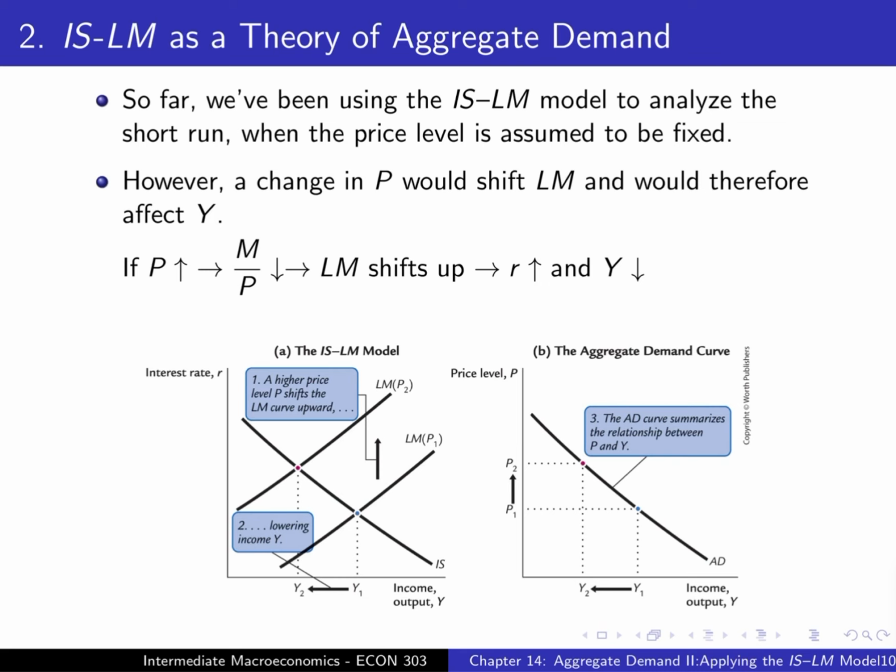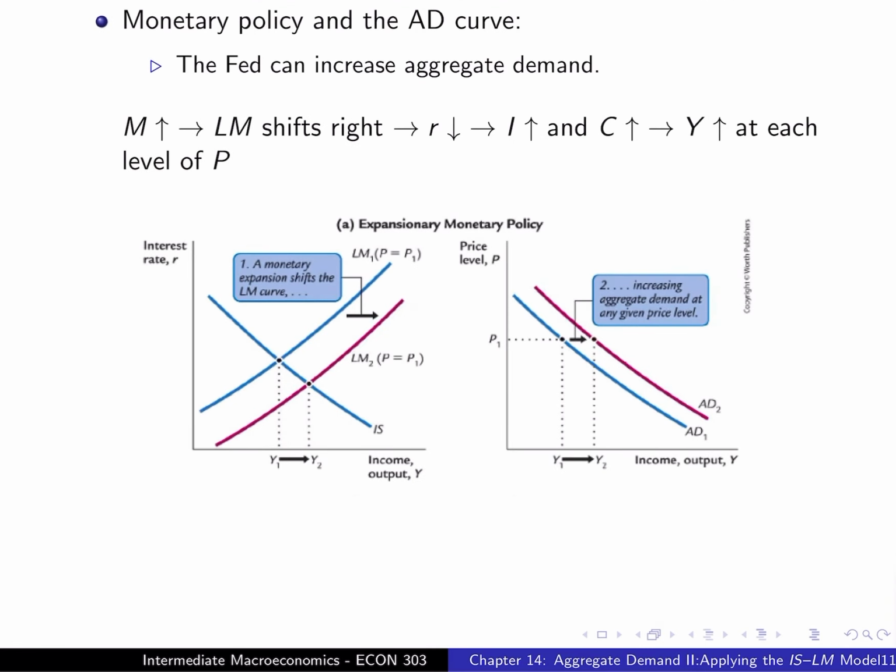This process links changes in the price level to changes in output, which is the foundation of the downward sloping aggregate demand curve. The aggregate demand curve summarizes this inverse relationship between the price level P and output Y. Monetary policy can influence aggregate demand through its effect on interest rates and spending.